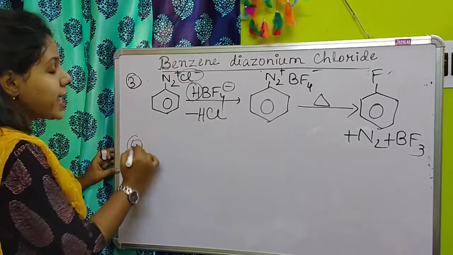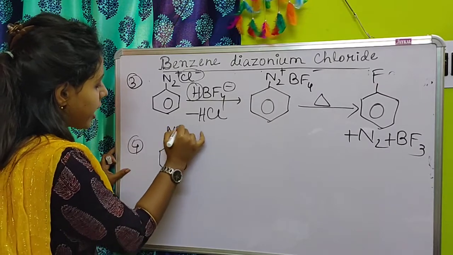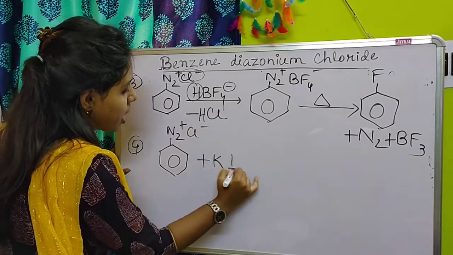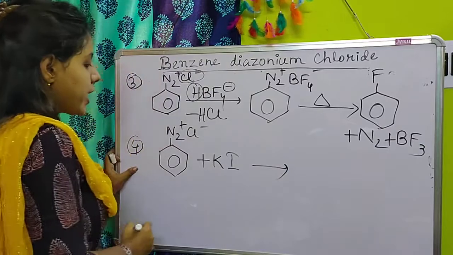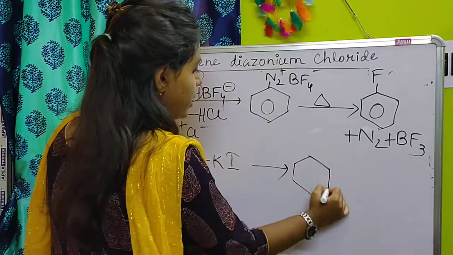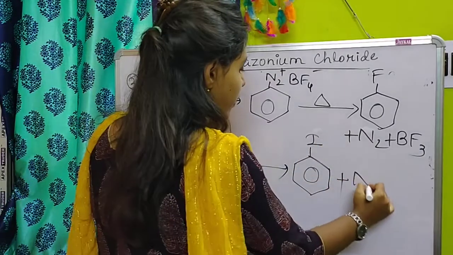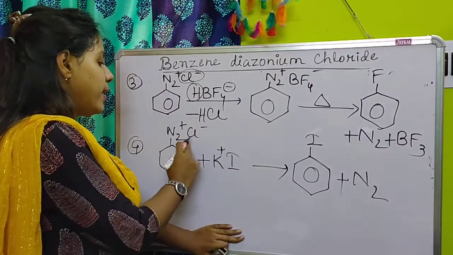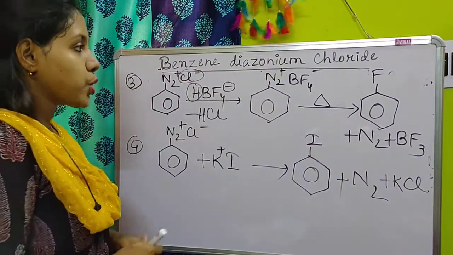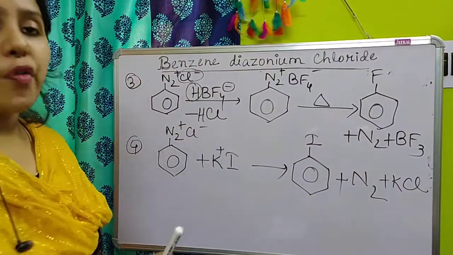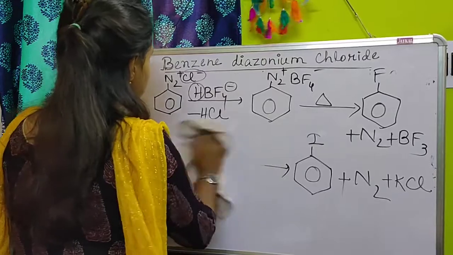And next, if you want to add iodine in place of this compound, then N2+ Cl-, simply you have to add potassium iodide. Okay, you have to react this compound with potassium iodide. So here there will be the addition of iodine in place of N2+ Cl-, plus nitrogen will be removed out, and this potassium will react with Cl- to produce potassium chloride. So these are the halogenation reactions that we could follow for adding these halogens. I think this is clear for you all.